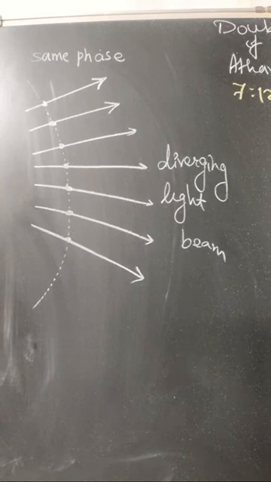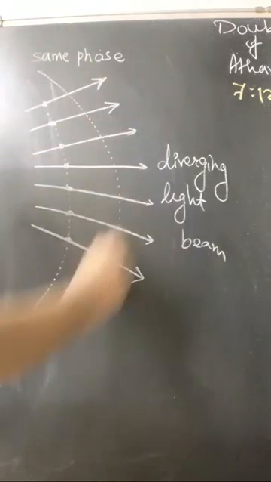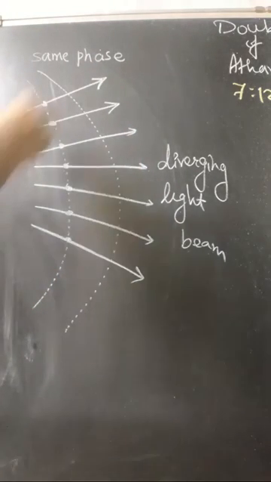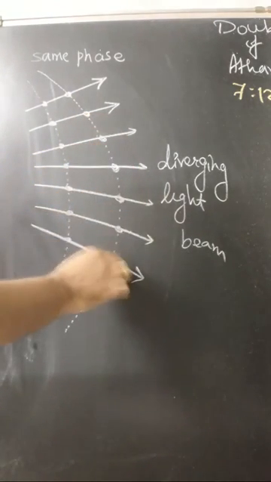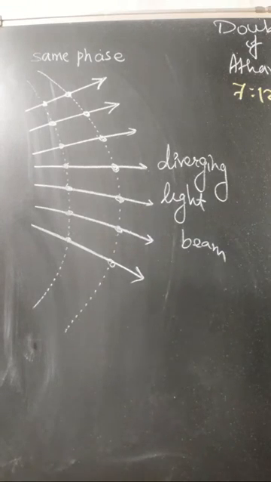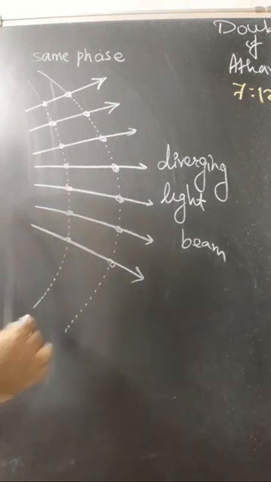Do you understand this? Once again, I've drawn the wavefront like this. All the particles that I'm highlighting over here are totally in the same phase, and they're perpendicular to the light beam. The wavefront is perpendicular to the light beam. Understood this? So Nisha, it is not parallel, it is perpendicular. Such a wavefront is called a convex wavefront.